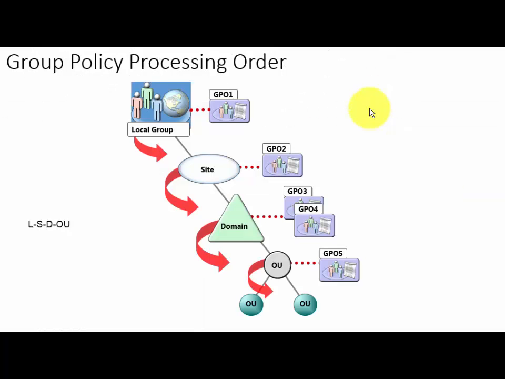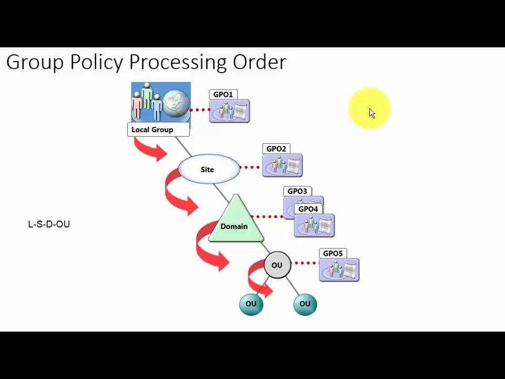So what is this? Group policy processing order. How do you explain this? Any one-liners? It's a pretty clear diagram. So how does it process? Do you want to do it?